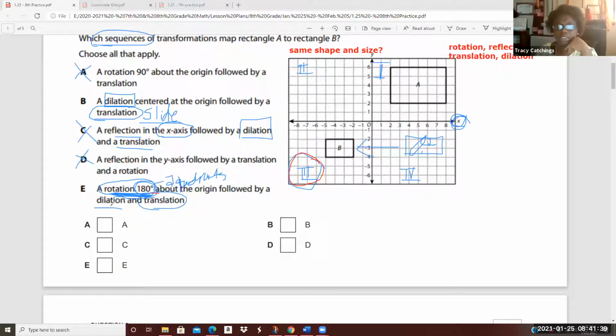And then they said it dilated and then it translated. Could all of that have happened to get from A to B? All right, think about it. A is up here. You already said we moved 2 quadrants. So A came to quadrant 3, and then A got smaller, and then they're saying it was slid over some. Could that have happened?